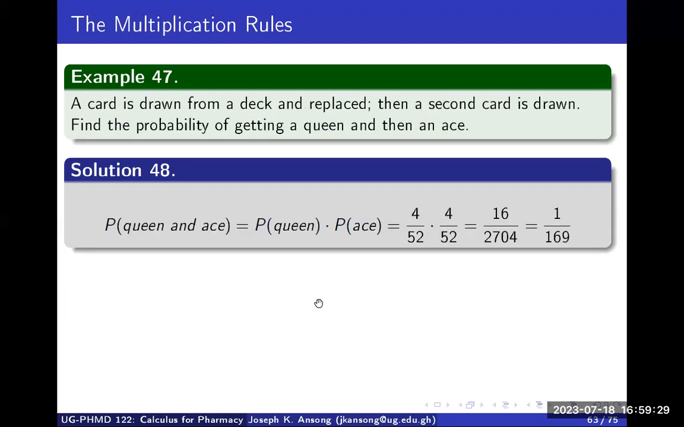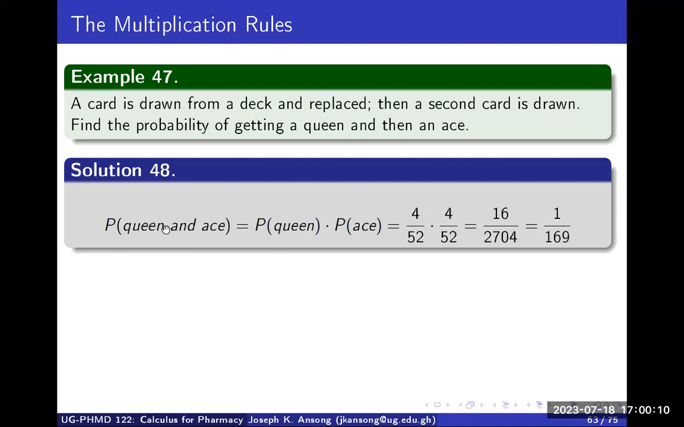Here's another example. A card is drawn from a deck and replaced. The replacement is important. Then a second card is drawn. Find the probability of getting a queen and then an ace. If you don't replace the card, as we've discussed already, then the probability of the second card will depend on the first trial. But when you replace it, the events become independent.